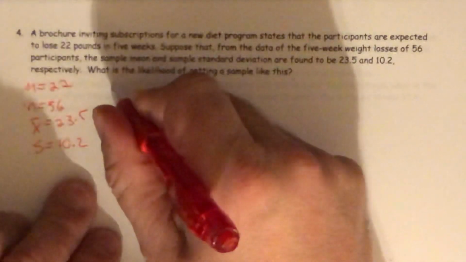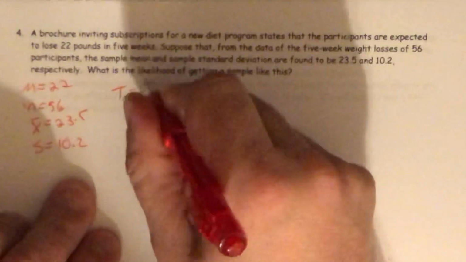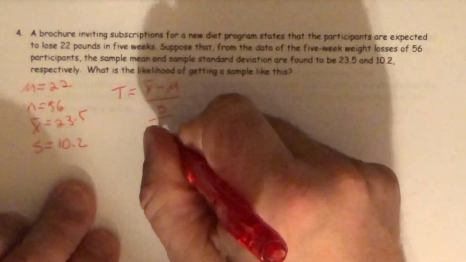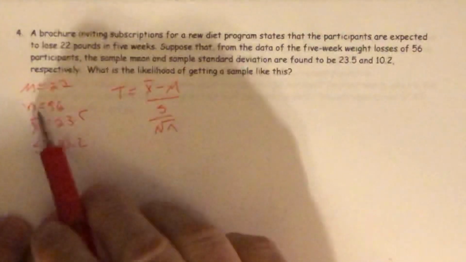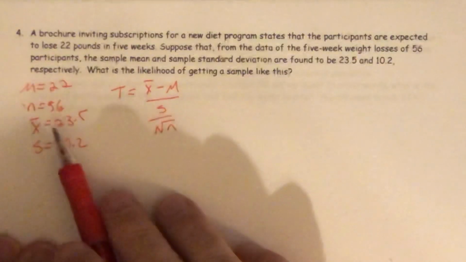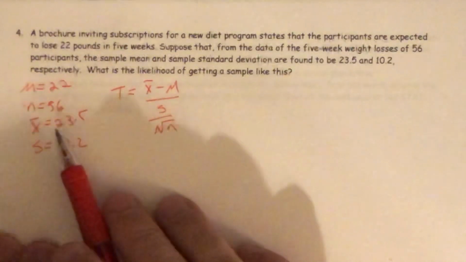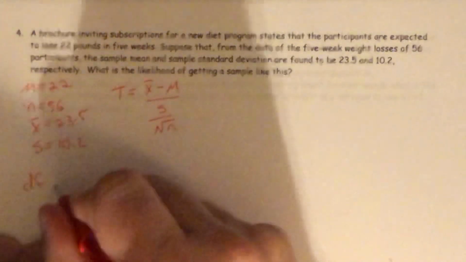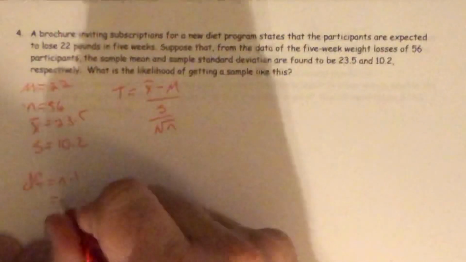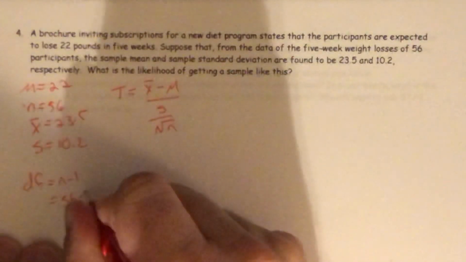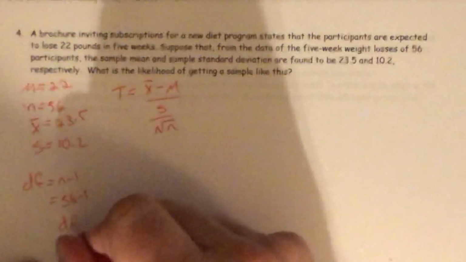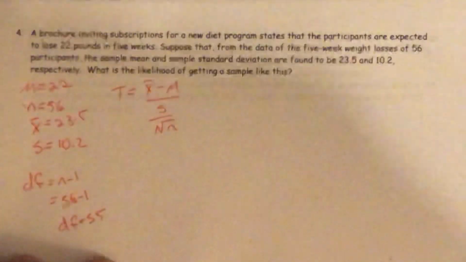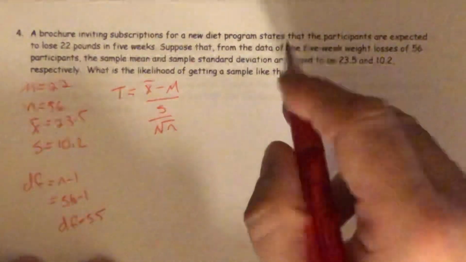And our formula for that is t equals x bar minus mu, over s divided by the square root of n. Also, while we're doing this, we should go ahead and calculate our degrees of freedom, because remember, there is a separate t-statistic for every degree of freedom. So in this case, our degrees of freedom is n minus 1, or 56 minus 1, which is 55.